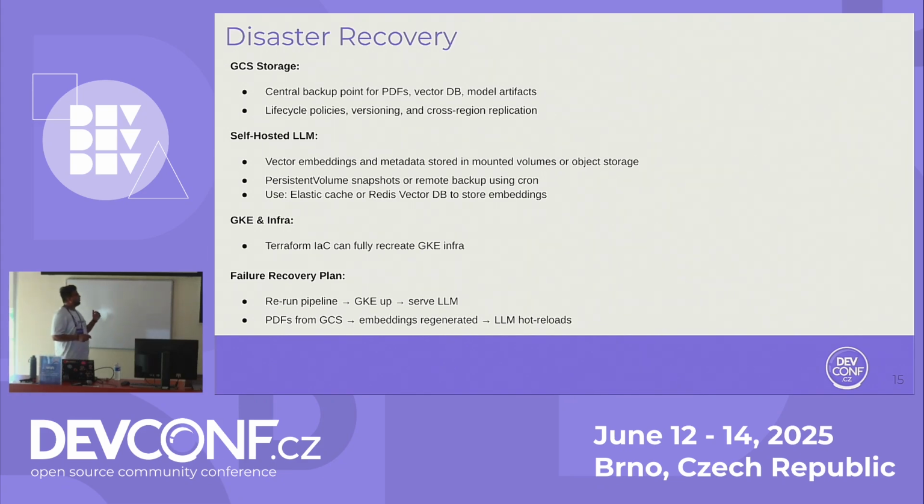And we can use a persistent volume if we have deployed our LLM model self-hosted in Kubernetes to make it a cluster; we can use a PV, a persistent volume. For spinning up the GKE infra, we are using Terraform, which we have already seen. If we have some kind of failure, with a recovery plan we can rerun the pipeline. Everything will spin up in a few minutes. The PDFs from GCS will be used, embeddings will be regenerated, and the LLM will hot reload everything.